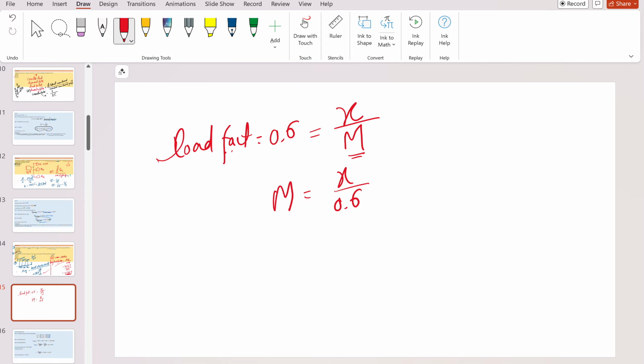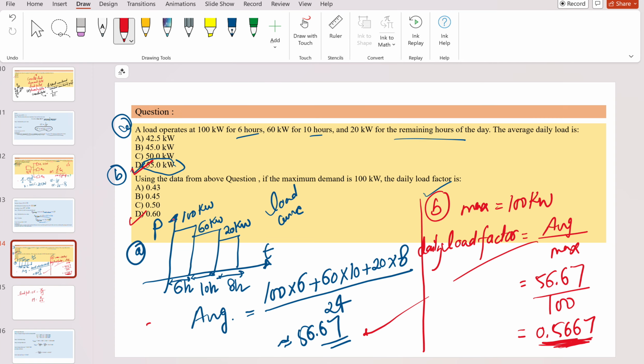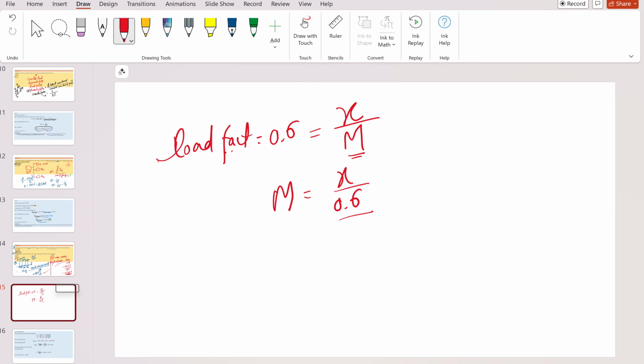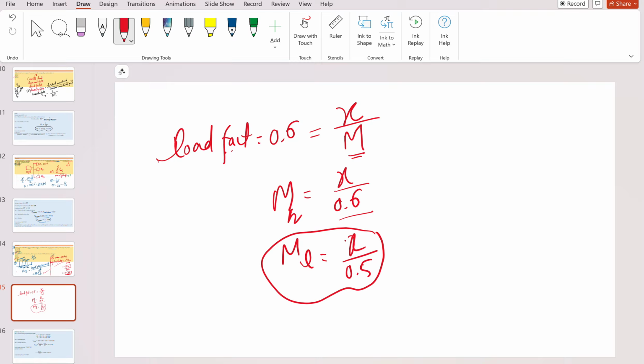Suppose this is a rounded value. Suppose I've taken this option C, 0.5. Suppose I take the higher, and m lower will be equal to x divided by 0.5. So which will be the higher? Higher will be equal to this. This m lower will come out to be higher in that sense, and this mh will be the lower.